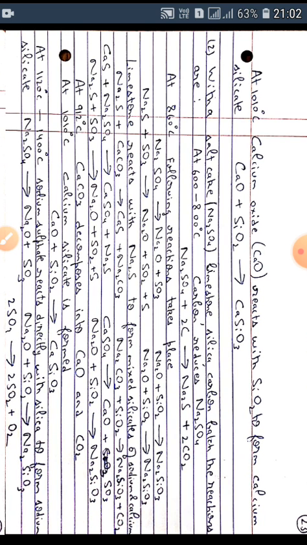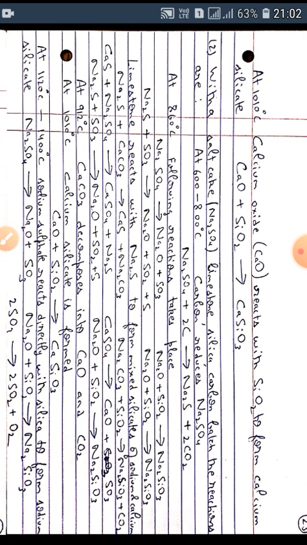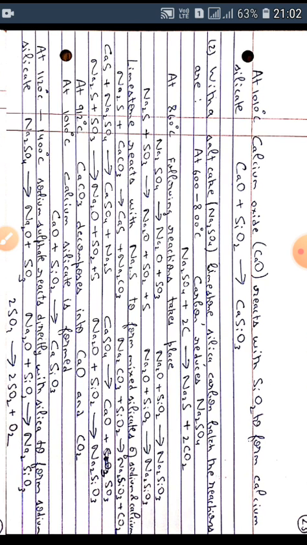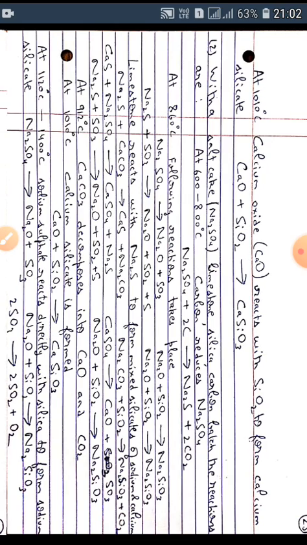Further, at a temperature of 1120 degrees centigrade up to 1400 degrees centigrade, sodium sulfate reacts directly with silica to form sodium silicate. The reaction goes as follows: Na2SO4 decomposes or dissociates into Na2O plus SO3, where Na2O reacts with silica to form sodium silicate, and SO3 decomposes into sulfur dioxide and oxygen.